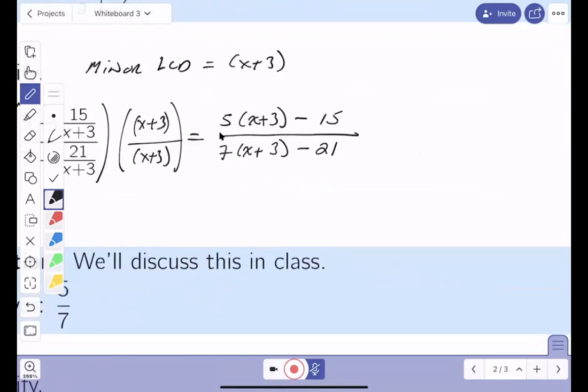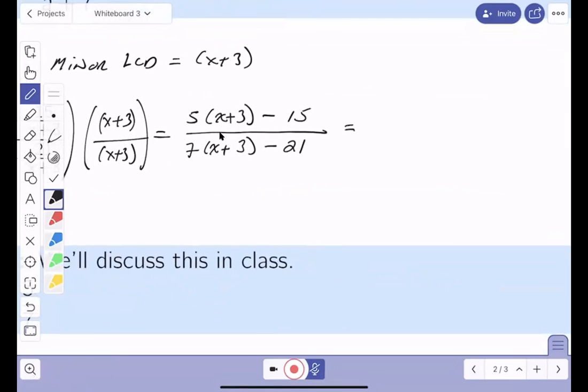Again, some students say, oh, I'm done now. Maybe, but I think I can do something else with it, right? What do you get? 5x plus 15. I'm distributing the 5 across those two terms, minus 15. On bottom, you get 7x plus 21 minus 21. What do you get there? 5x over 7x. And what do I see? A cancellation of an x in both of those terms, right? What do you get over there? 5/7.